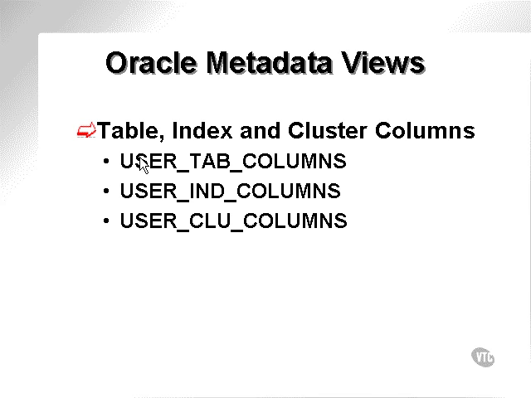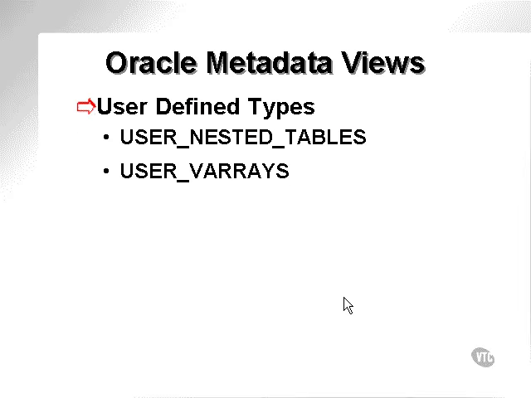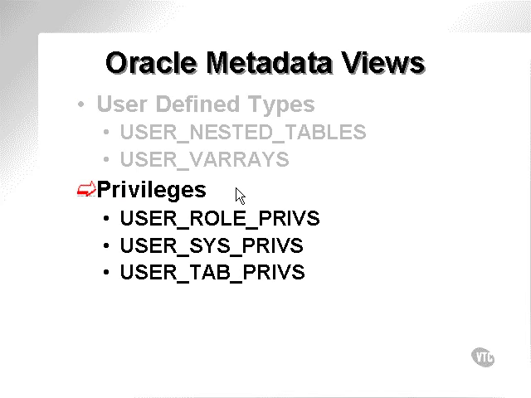These three views allow us to look at the columns in tables, indexes, and clusters. These two views allow us to look at constraints and constraint columns. These two views allow us to look at user-defined types such as nested tables and VArrays. These three views allow access to privileges, namely role privileges, system privileges, and table privileges. We will look into privileges at a later stage.